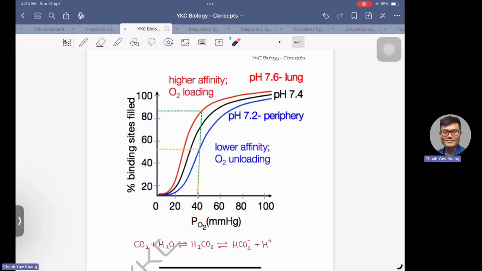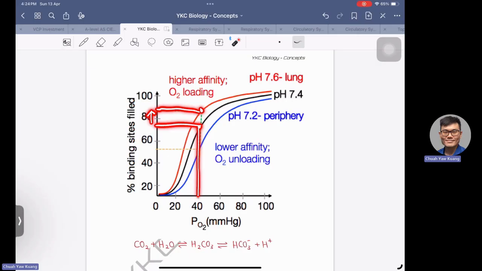On the other hand, when the partial pressure of carbon dioxide is lower and the pH is higher, the graph will be shifted to the left. So this means that at the same partial pressure of oxygen, the saturation percentage of the hemoglobin will be higher. This indicates that less oxygen is released from the blood and more oxygen remains as oxyhemoglobin.